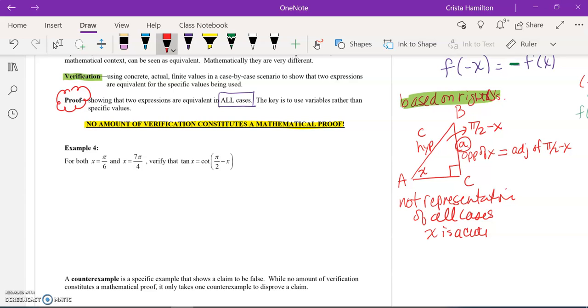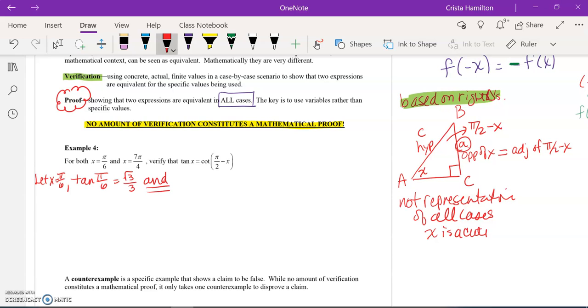Now, for example, here in 4, I can certainly say tangent of x equals cotangent of pi over 2 minus x, and I can verify that they are equal for these two situations. Let's do it for pi over 6. If I let x equal pi over 6, tangent of pi over 6, if we remember from our unit circle, my weird way of remembering it is 6 has 2 3's in it, so this is square root of 3 over 3.